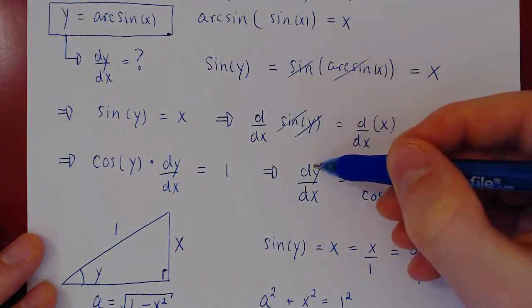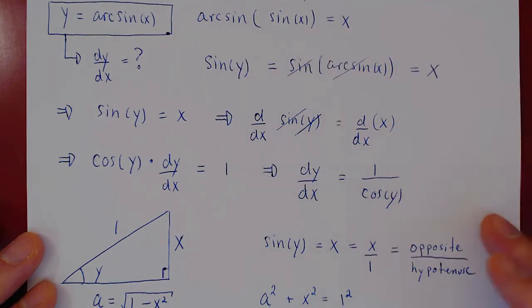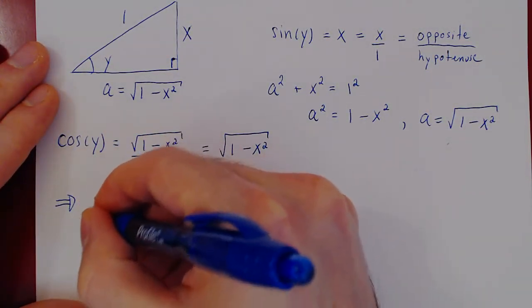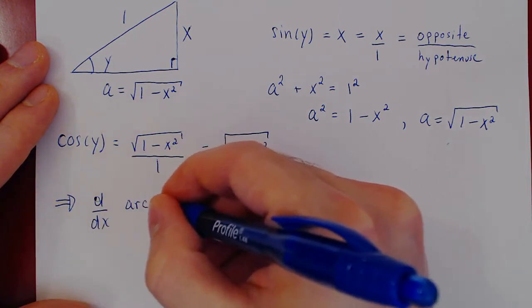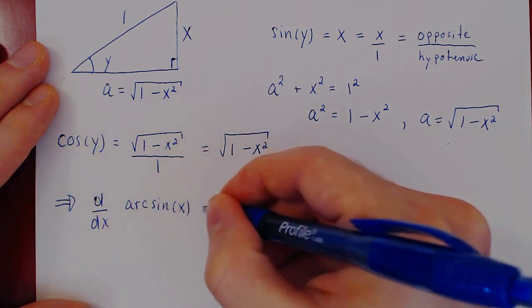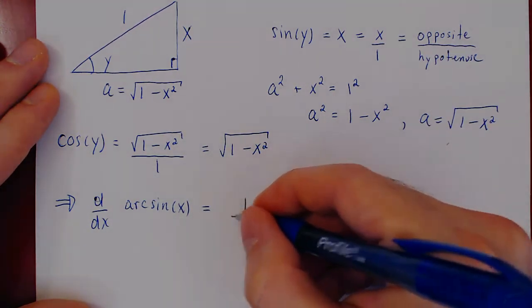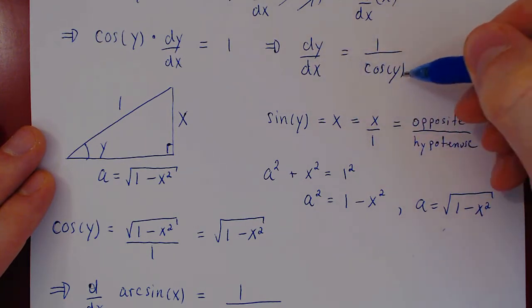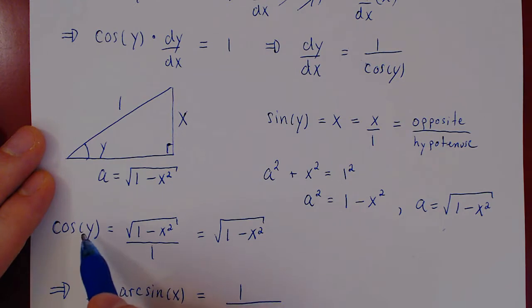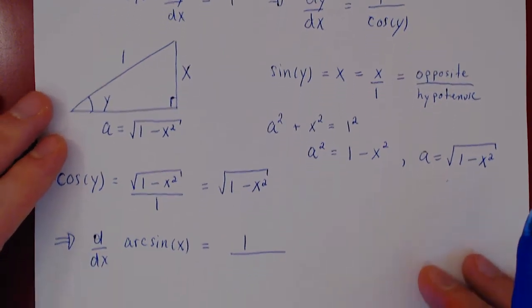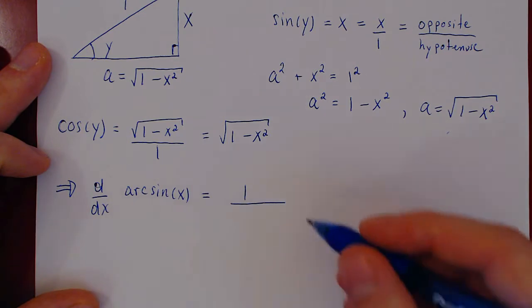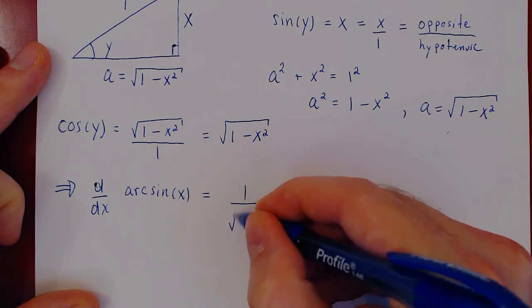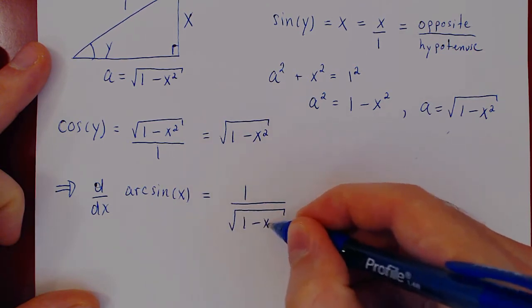So what we have here is the derivative of arc sine of x. Let's write that down here. So the derivative with respect to x of arc sine of x, the inverse function of sine, is equal to 1 over, if you just look back up, the derivative of arc sine was 1 over cosine of y, but we've just found that cosine of y is root of 1 minus x squared. So the derivative of arc sine of x is 1 over cos of y, which is, as a function of x, the square root of 1 minus x squared.